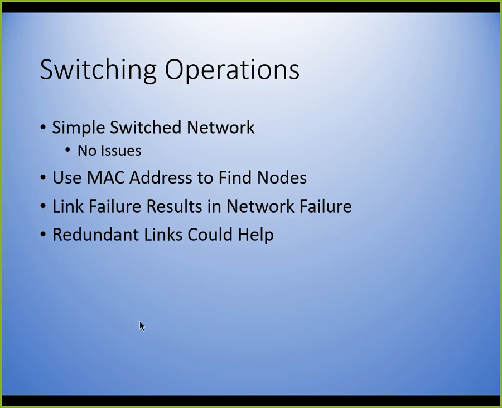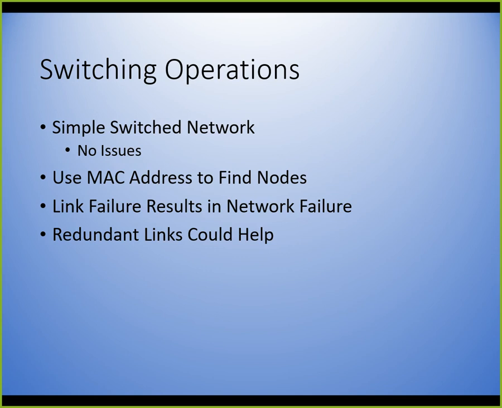But in here, simple switch network, no real problem as long as we don't have any layer 2 loops. It's going to use the MAC addresses to find the nodes on down the line. And when we had the extended tree, it would record the MAC addresses of everything that's on that port, obviously, so that it knows where to send those to. And we can have more than one MAC address on a port. But in that case, a link failure is going to result in a network failure.